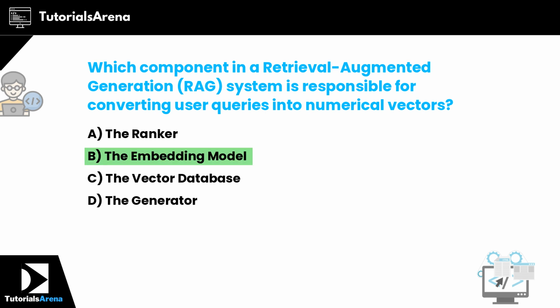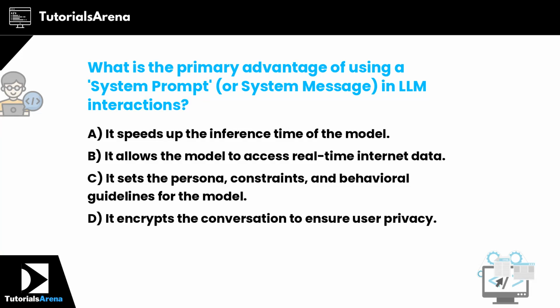The correct answer is option B, the embedding model. What is the primary advantage of using a system prompt or system message in LLM interactions? The correct answer is option C. It sets the persona, constraints, and behavioral guidelines for the model.